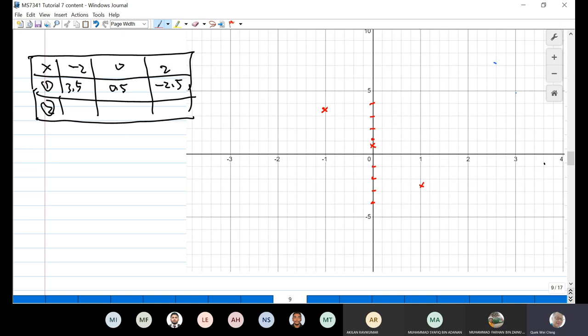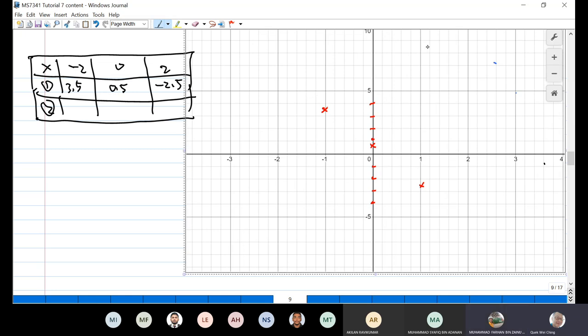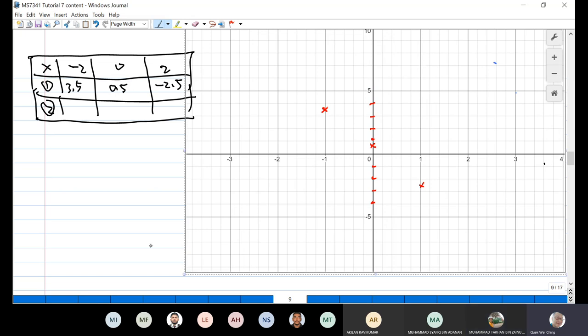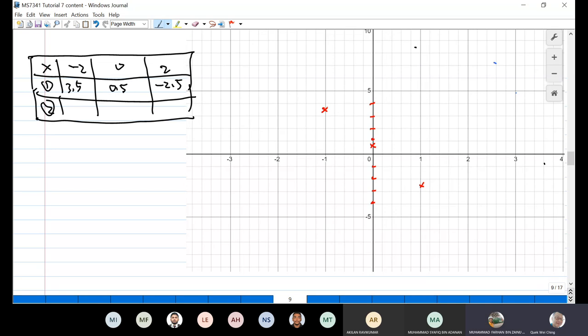Okay, these 3 points look like you manage to draw a straight line. So look like you get a straight line, right? So let me use a black color one. So this line here, so join. Okay, now let's play this one.